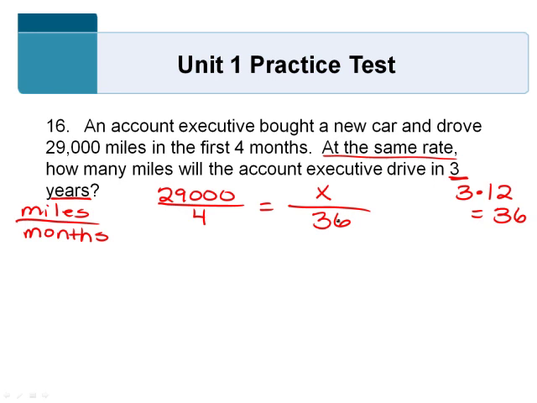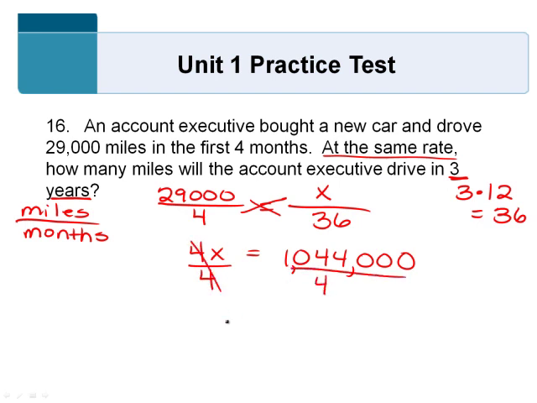Now we can cross multiply. Okay? So we have 4x equals some ridiculously large number. So 29,000 times 36 gives you 1,044,000. Okay, so that's 1,044,000. And now divide by 4 on both sides. So those cancel.